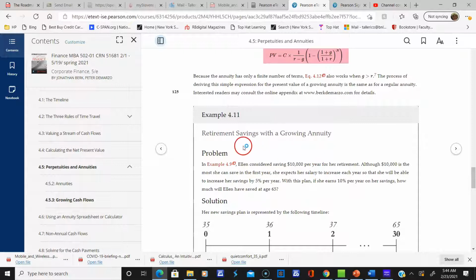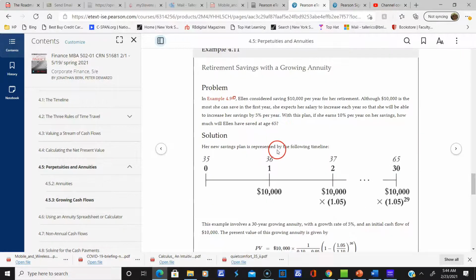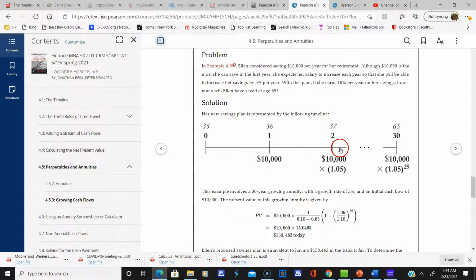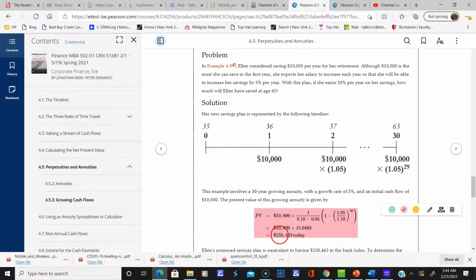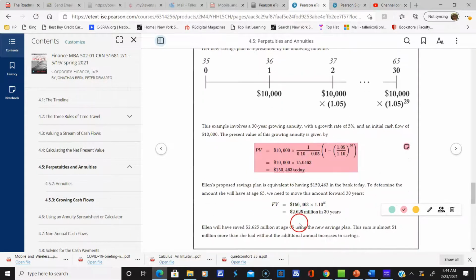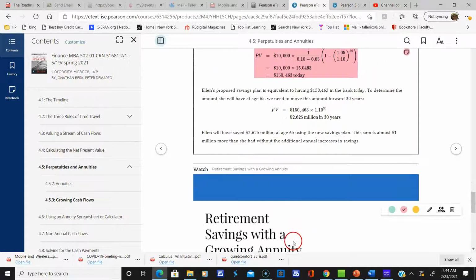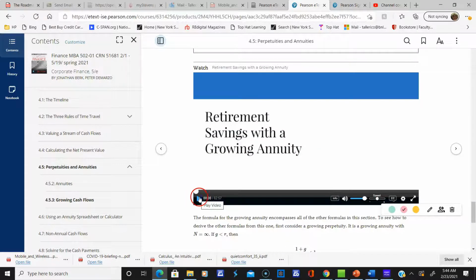All right, so here's an example of a growing annuity. Here's the timeline, and here's the calculation right here. 30 years. Here's the growth rate, 5%. Here's the interest rate, your 10%, going in every year for 30 years. And you'll have basically $150,000 at the end of that year. All right, so let's go listen to this.